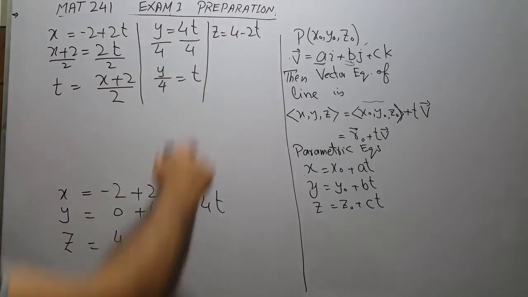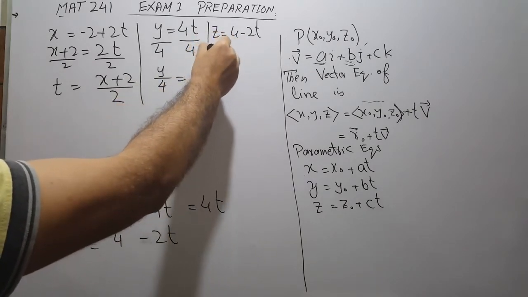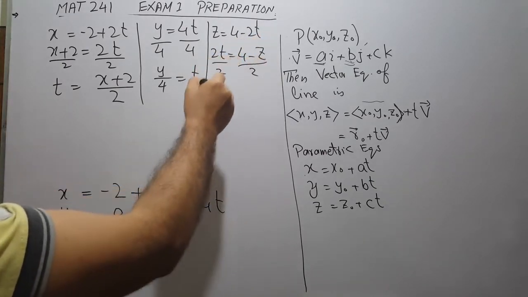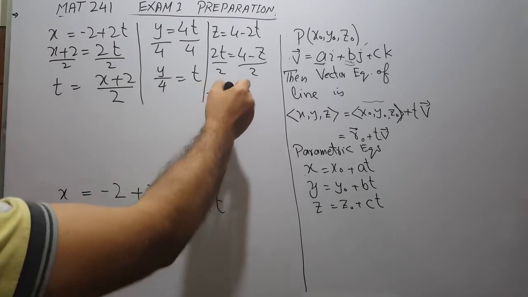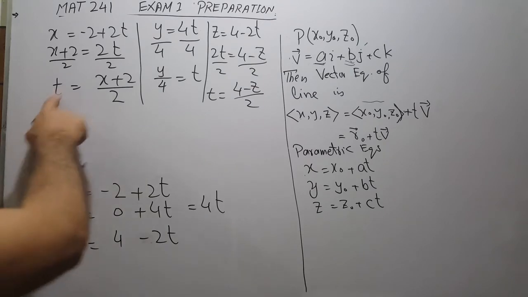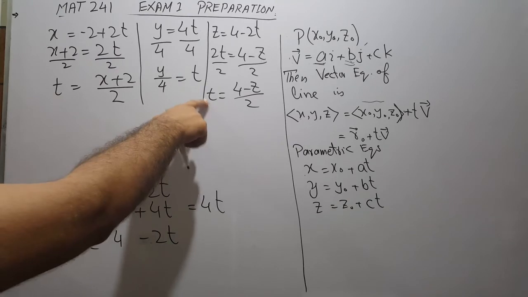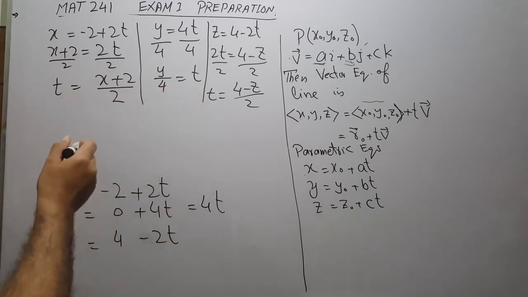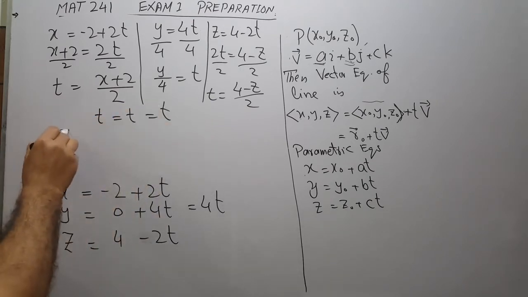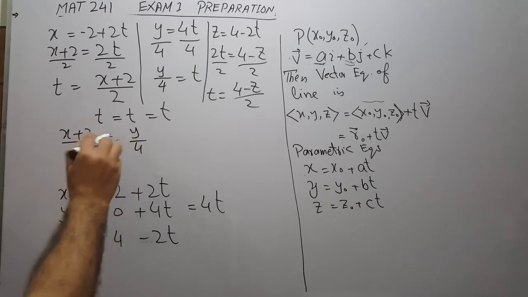So if I take 2t to this side and z to that side, I would have 2t is equal to 4 minus z, and now divide both sides by 2. So we get t is equal to (4 minus z) divided by 2. Now they're all the same t values, so if this is t, this is t, and this is t, then they are all equal. So if I write t is equal to t is equal to t, then you can write down their values, and these are all called symmetric equations.